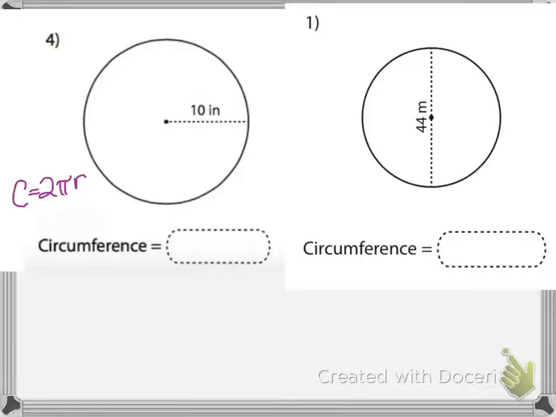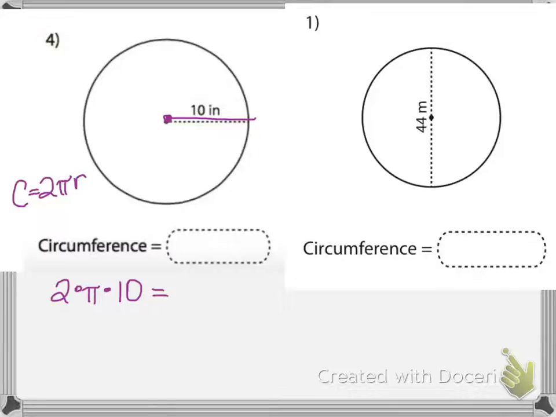So again, just like our area formula, the only thing we're going to be substituting in and out of this equation is going to be our radius. And remember, the radius goes from the center of the circle to the outside of the circle. So I would say that 10 inches is in fact our radius. So let's go ahead and substitute that into our equation. We have 2 times pi times 10.